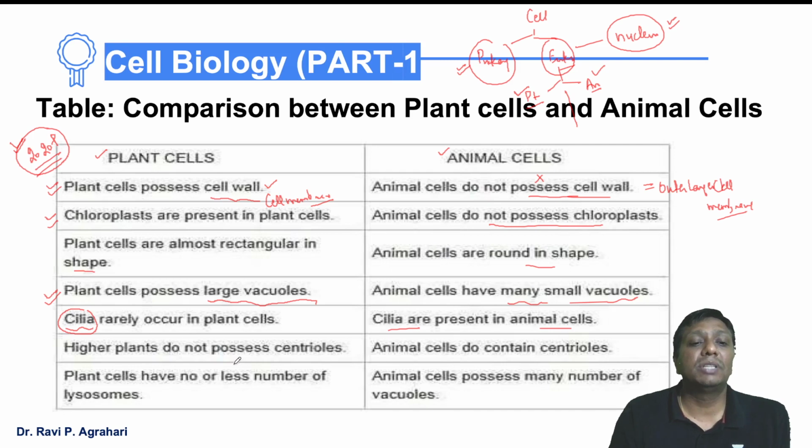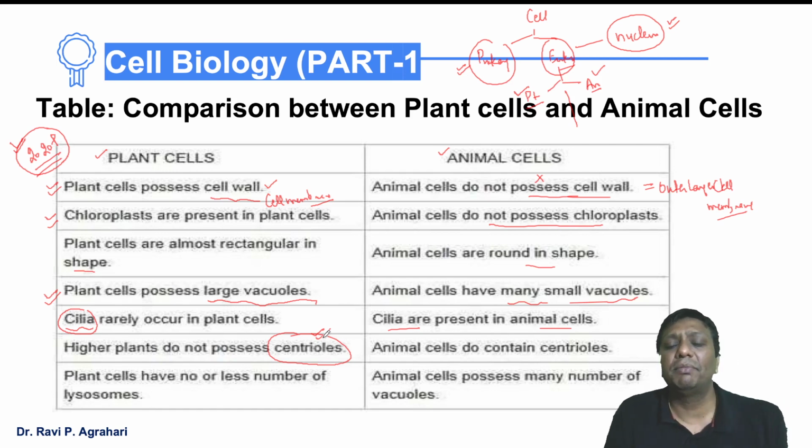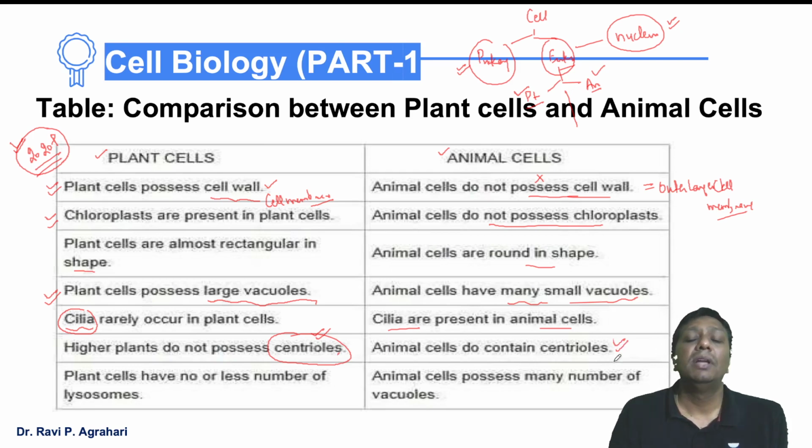Even centrioles, higher plants do not possess centrioles. Centriole is also one of the cell organelles that is responsible for the formation of spindle fibers, and spindle fiber is required during cell division, guys. But the centriole feature is not that important. But I'll tell you, plant cells do not have centrioles, but animal cells have a centriole as a cell organelle. Plant cells have no or a smaller number of lysosomes.